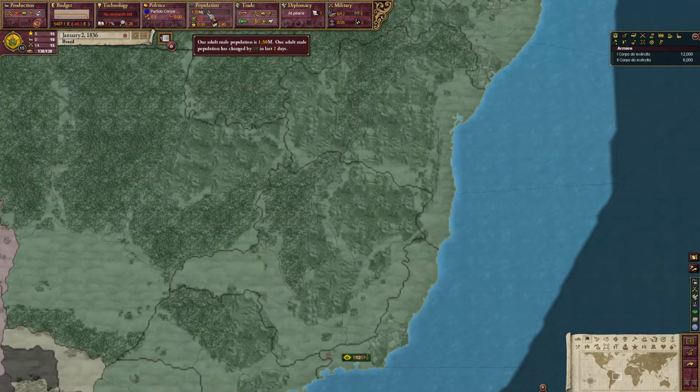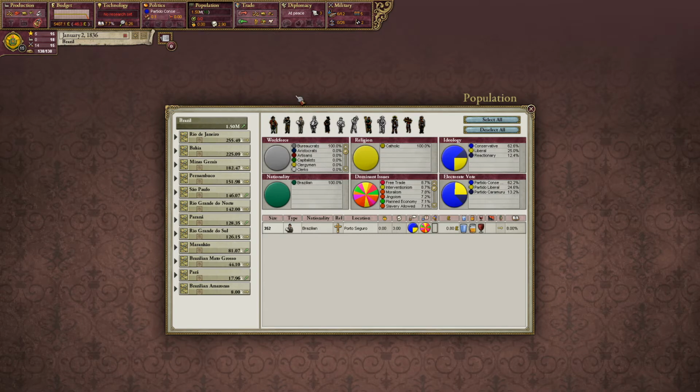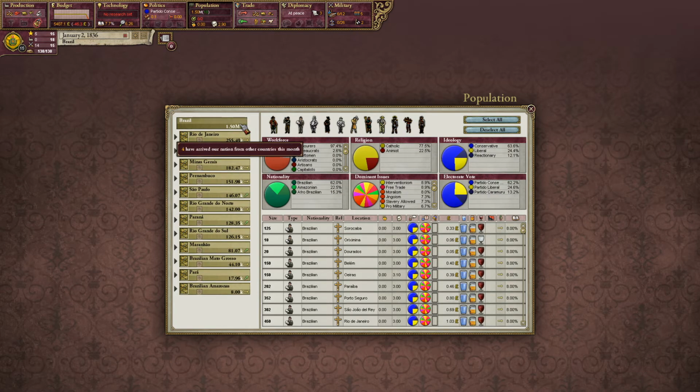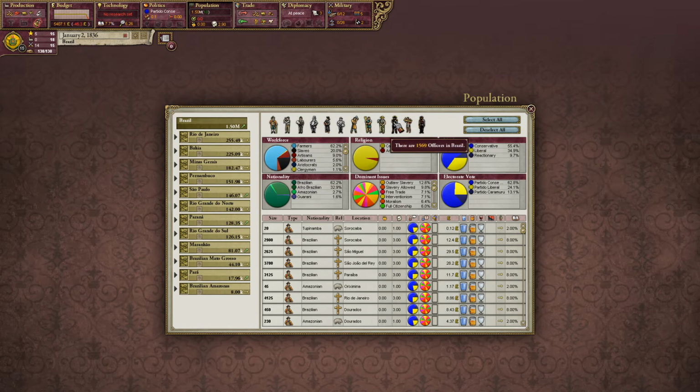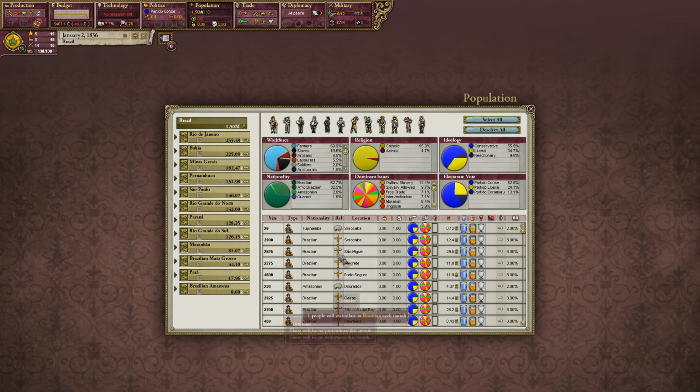So now that we've gone over this tab, which we'll talk about national focuses and how to use them later, we'll click on population and we'll go over it. So we'll click here in Brazil, which I'll undo a lot of this stuff. If you click on this button, it'll show your entire country's population. And clicking on any of these individual populations here will take them out of the equation.